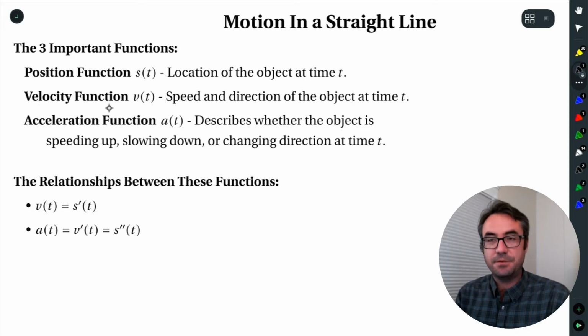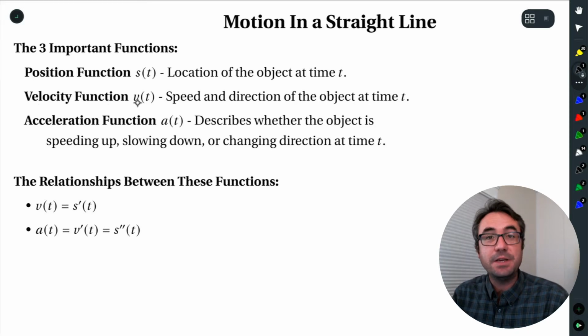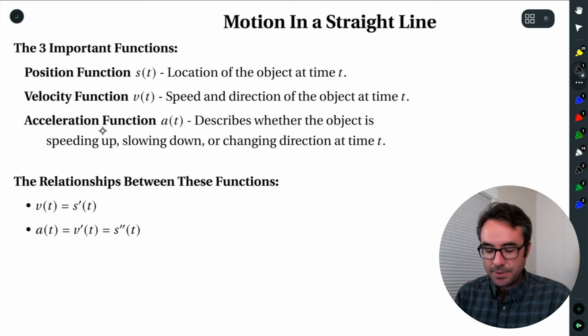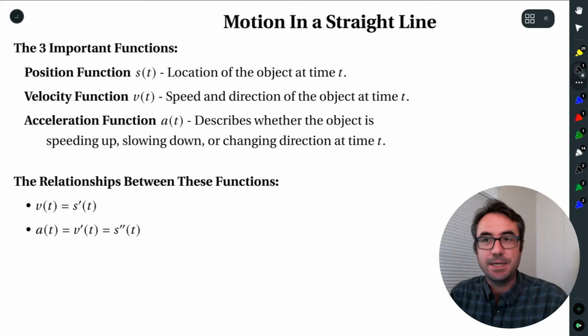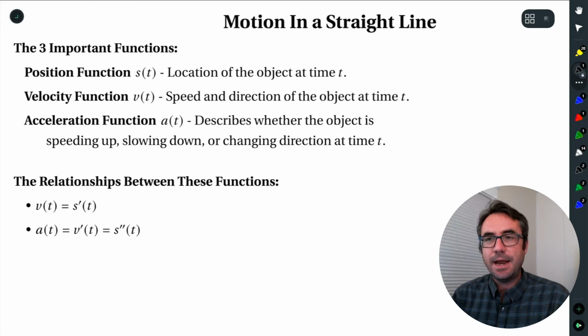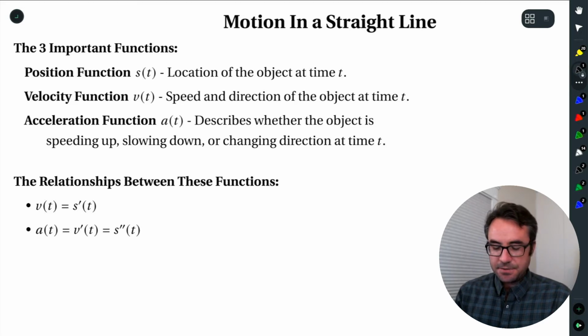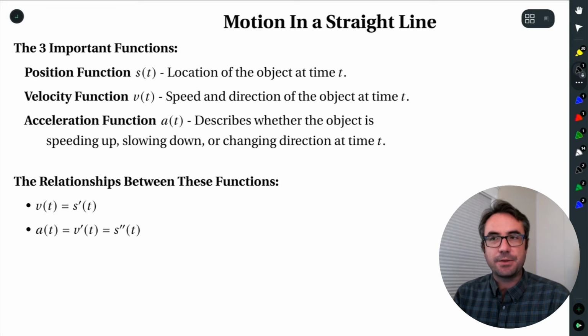We have our velocity function, which we normally call v of t, and this describes the speed and the direction of the object at time t. And then we also have the acceleration function, a of t, and this describes whether the object is speeding up, slowing down, or changing direction at a certain time t. And as we've seen, these functions are related to each other.